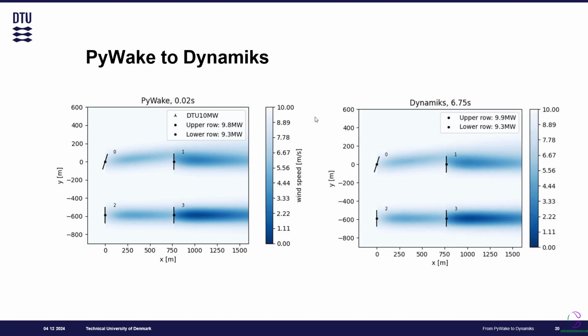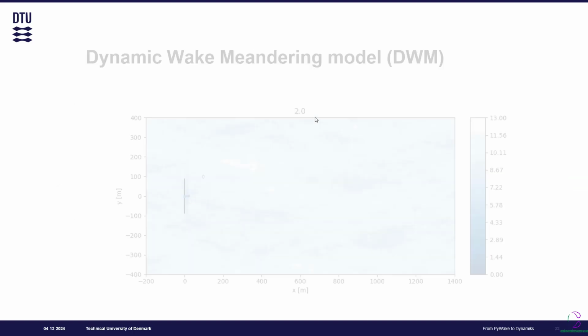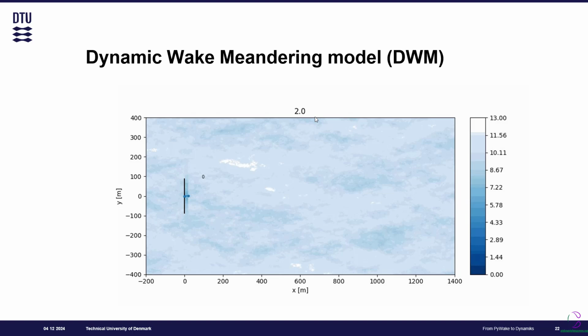So this is now Dynamiks. So that's PyWake on the left, which is 0.02 seconds where the results come out. Dynamiks at 6.75 seconds. Remember that Dynamiks runs values in time series. So at 6.75 seconds, it provides us with power at the top row of 9.9 megawatts and the lower row of 9.3 megawatts. So you can see here.